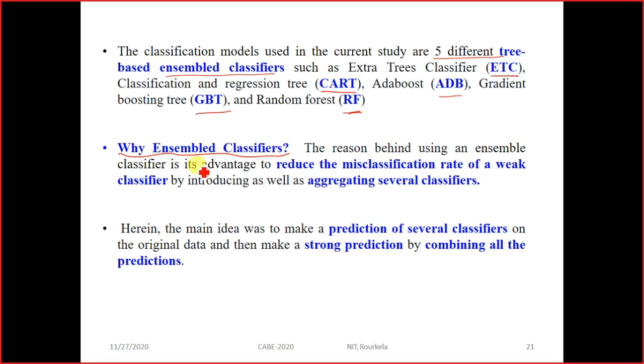The reason behind using an ensemble classifier is its advantage of reducing the misclassification rate of a weak classifier by introducing as well as aggregating several classifiers. So basically what it says is that while you apply this ensemble classifier, it will not train only one or two artificial intelligence based or machine learning models, but it will generate a larger number of models, and then it will give you an average output. So from there you will have some weak classifiers, then some strong classifiers, and you will have an average value.